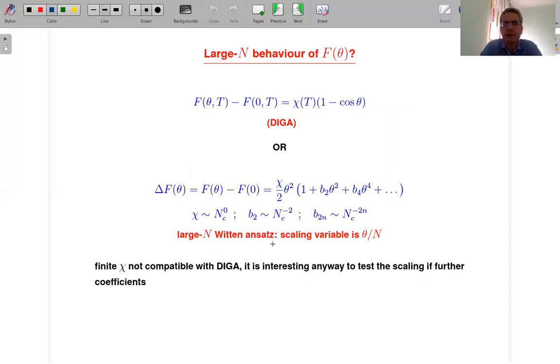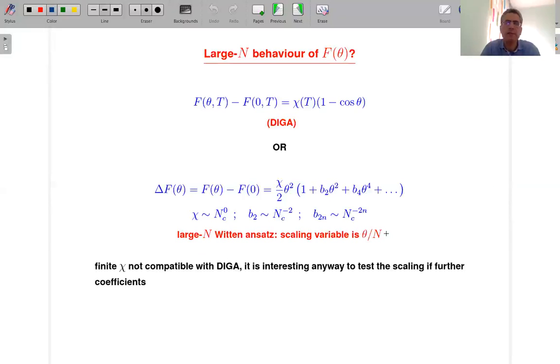Anyway, the large-N scaling proposed by Witten, this Witten ansatz, tells us more than that. The question is whether the theta dependence follows a behavior proportional to a cosine of theta, which is the prediction of the dilute instanton gas approximation, or instead we have a behavior where, if we parameterize the dependence of the vacuum energy as a quadratic term plus corrections, and the Witten ansatz is true, the true scaling variable is theta over N.